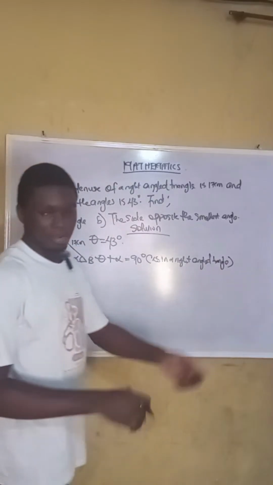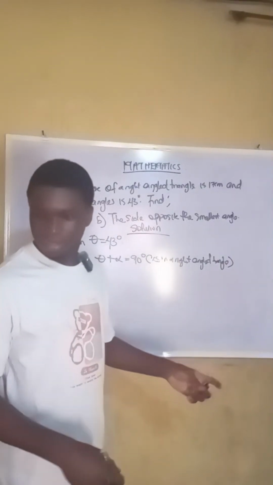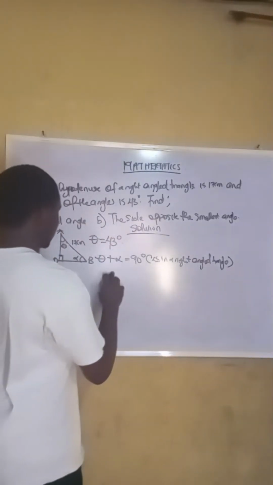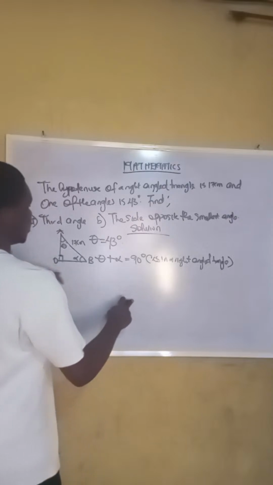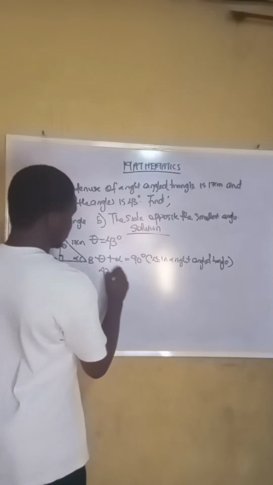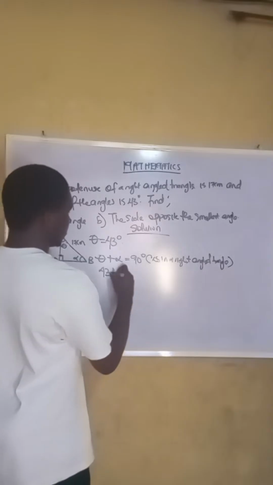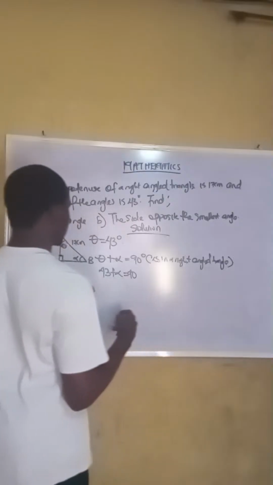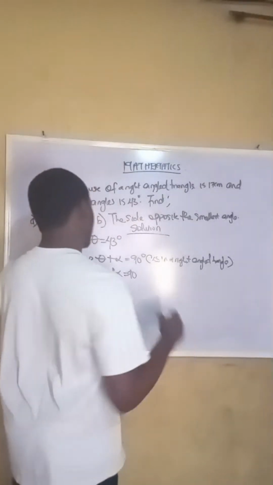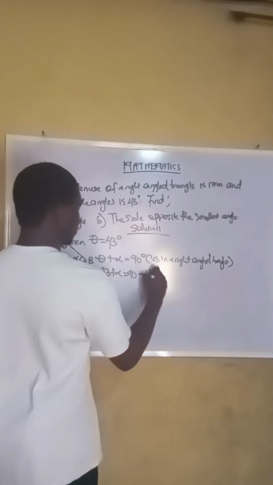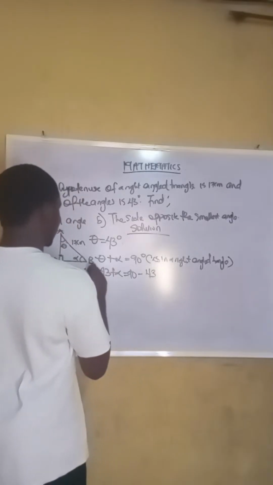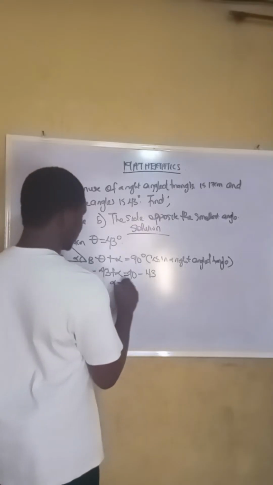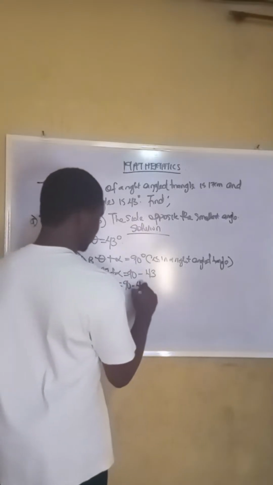The angles in a right angle triangle add up to 90 degrees. So moving on, put the values. Theta is 43, and we don't know what alpha is. This is equal to 90. So what do we do next? We subtract 43 from both sides. 43 minus 43 is 0. So alpha will be equal to 90 minus 43.